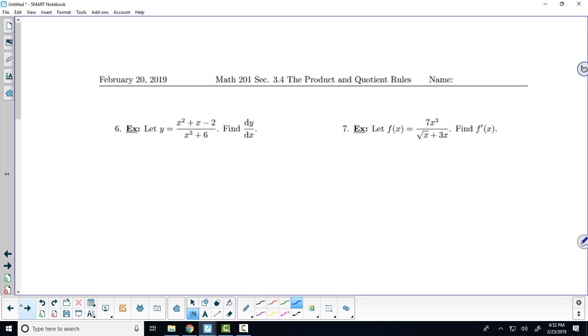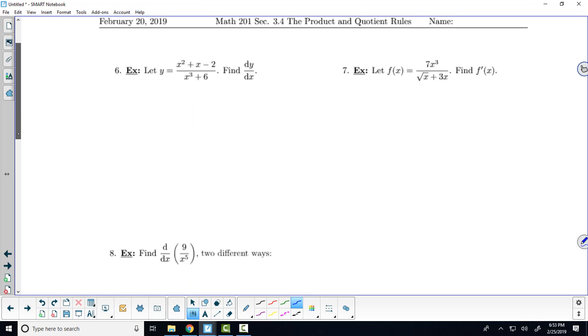So let's put this into practice. I'll do this one with you, and then you guys can try 7 in your groups. Okay. So we're asked to find dy dx. The big picture, when I look at this, is I see a quotient. Sometimes, I'll say this now, sometimes you can rewrite a quotient another way so that you don't have to use the quotient rule. But I think this is definitely a problem where you do need to use the quotient rule.